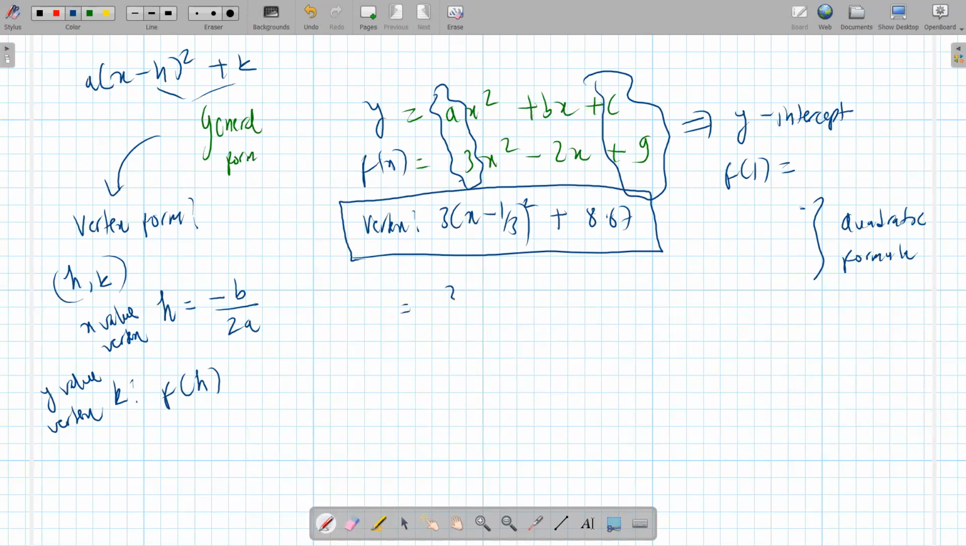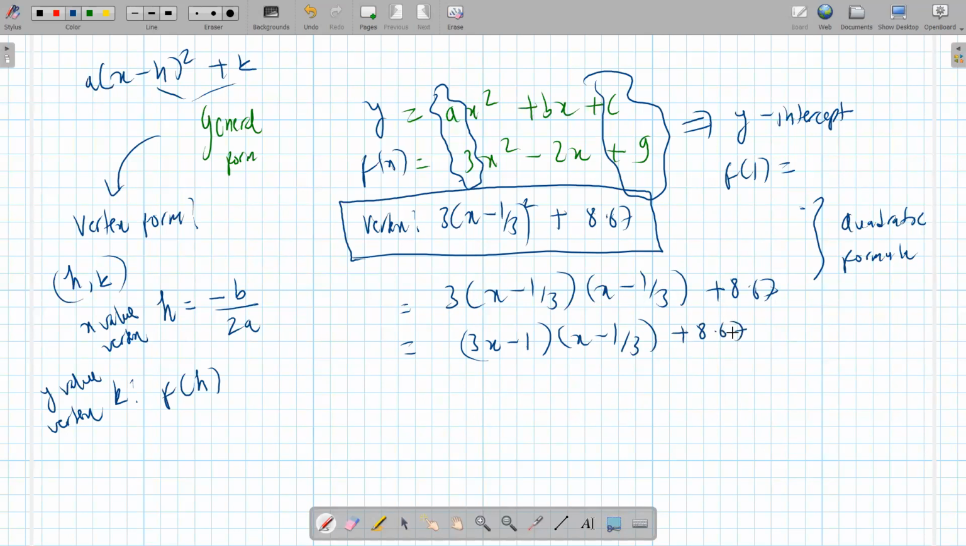So this is 3 times x minus 1/3 times x minus 1/3 plus 8.67, right? Squared means it's the same term repeated twice. So I'm going to first open this bracket. 3 times x is 3x, and 3 times minus 1/3 is just -1. I'm not going into the other one yet, because it's easier if you do one bracket at a time.